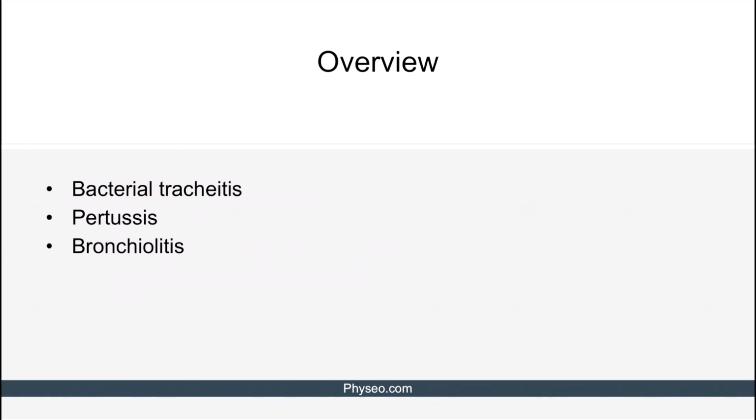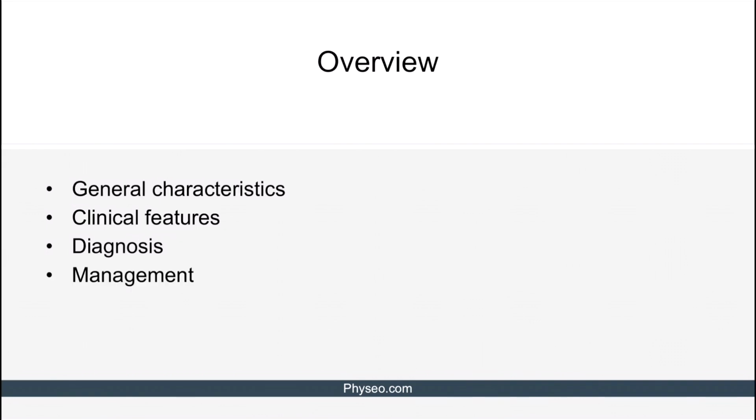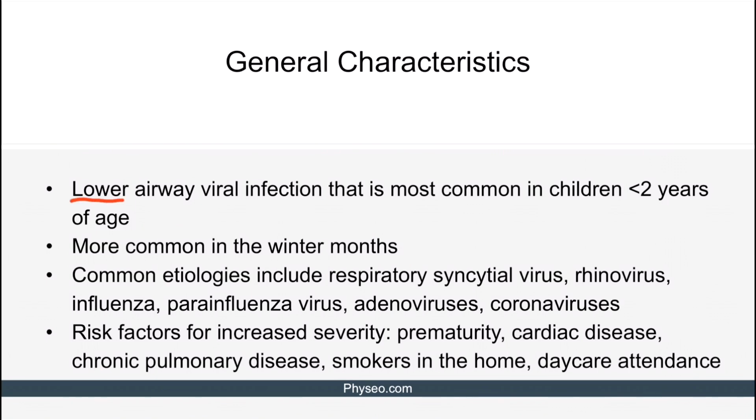Okay, let's move on to our last topic, bronchiolitis. Again, here's the sequence in which we'll be discussing this, beginning with general characteristics. Bronchiolitis is a lower airway viral infection that is most common in children less than 2 years old. Similar to many other respiratory tract infections, bronchiolitis is more common in the winter months.